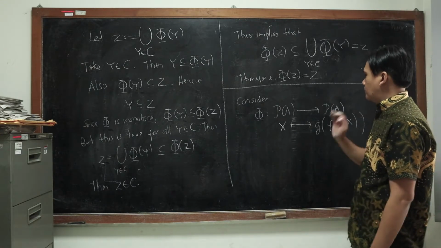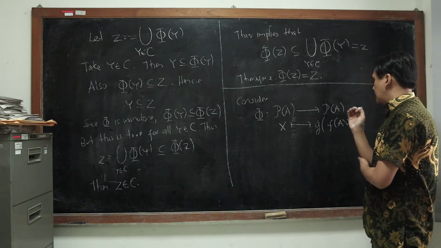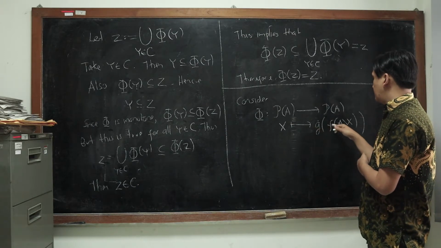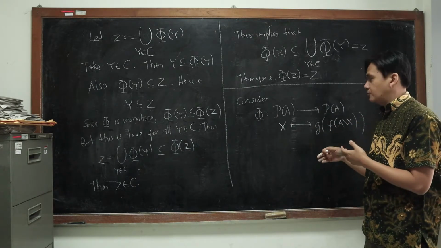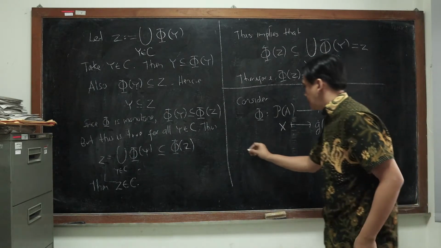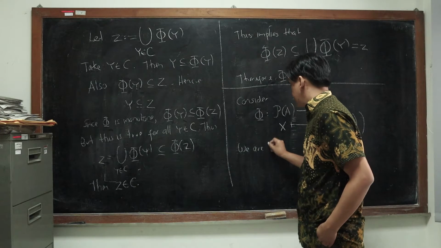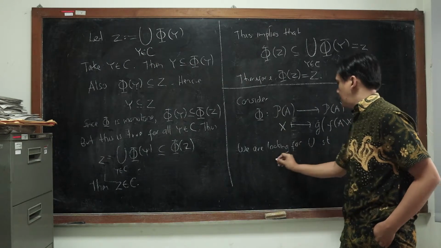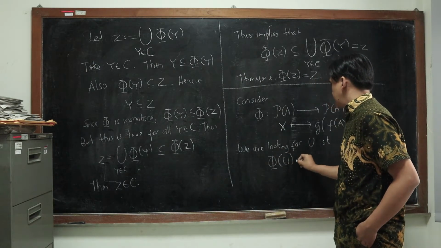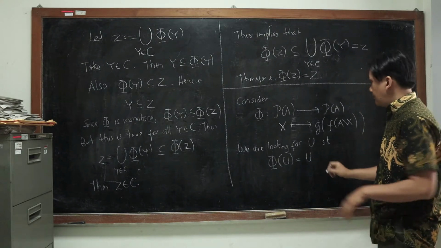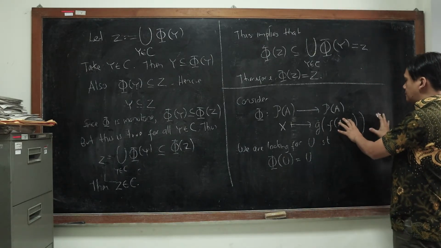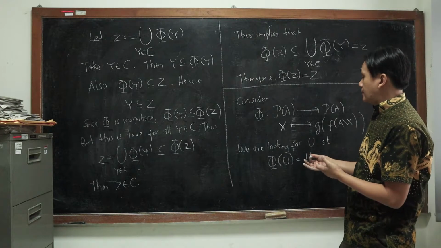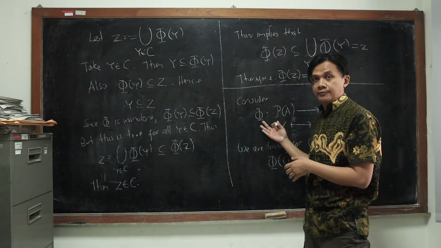Okay. So now remember that our objective is to show that for a certain U, this map G of B minus F of A minus U is equal to U. Namely, we are looking for U such that phi of U is equal to U. Remember that we want this thing to be equal to U itself. Or in other words, we are looking for a fixed point of phi.